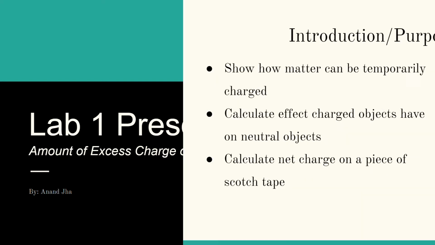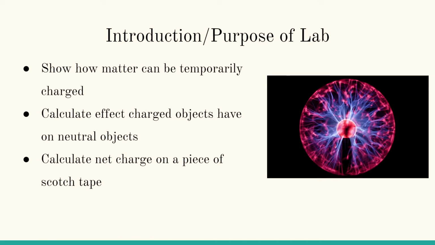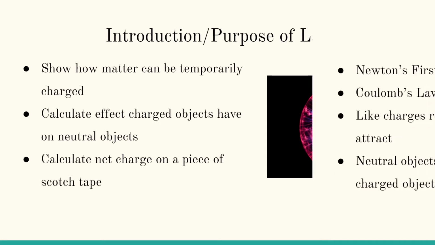Let's begin. To introduce this lab and to state its main purpose, this lab is to show us how matter can be temporarily charged by either removing or adding electrons to the atoms that compose that matter. We also calculate the effect charged objects have on neutral objects, aka objects with a net charge equal to zero. Finally, we will calculate the net charge on a piece of Scotch tape in coulombs.